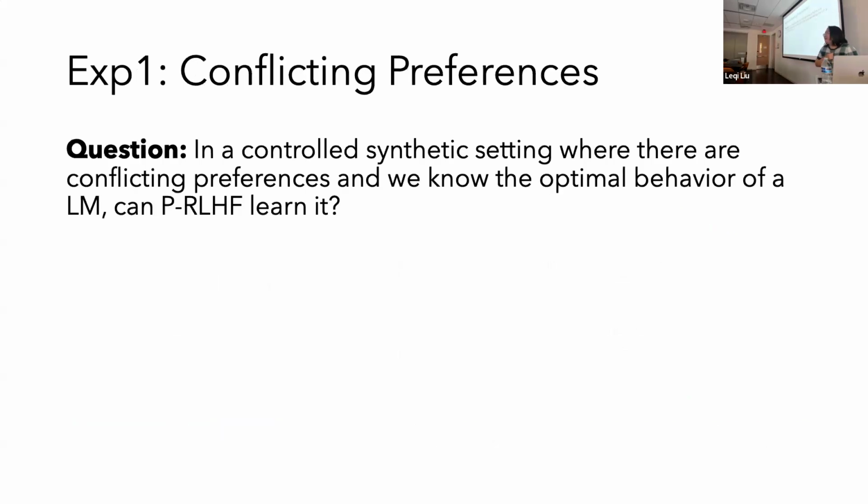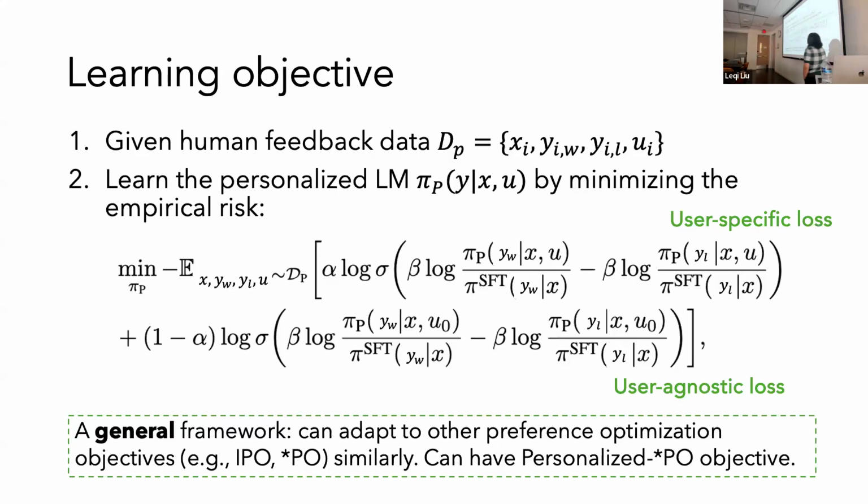How do you select alpha? Sorry? How do you select the alpha parameter? Alpha? Oh, we just put 0.5. Yeah, we didn't really play with it much.